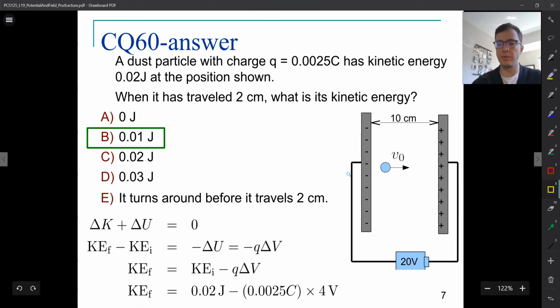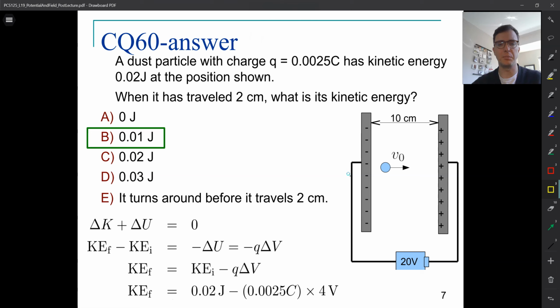Then I plug in the numbers. What is my initial kinetic energy? That's given, 0.02 joules. Q is given, 0.0025 coulombs, times 4 volts. Remember, the 4 volts was because I went 1/5 of the distance across. And when you plug those numbers in, you get 0.01 joules.